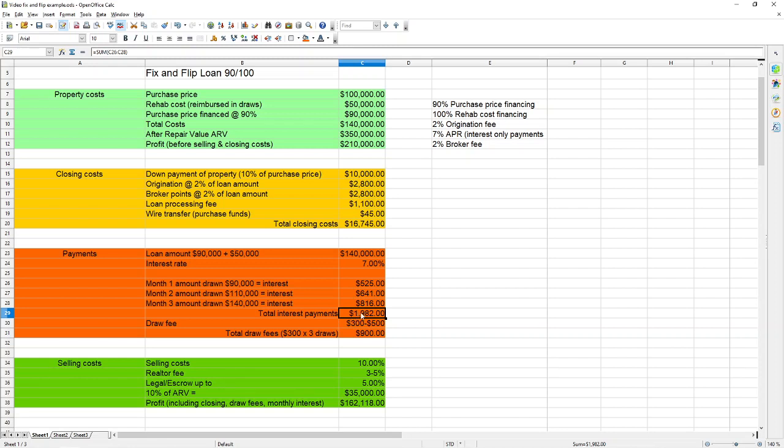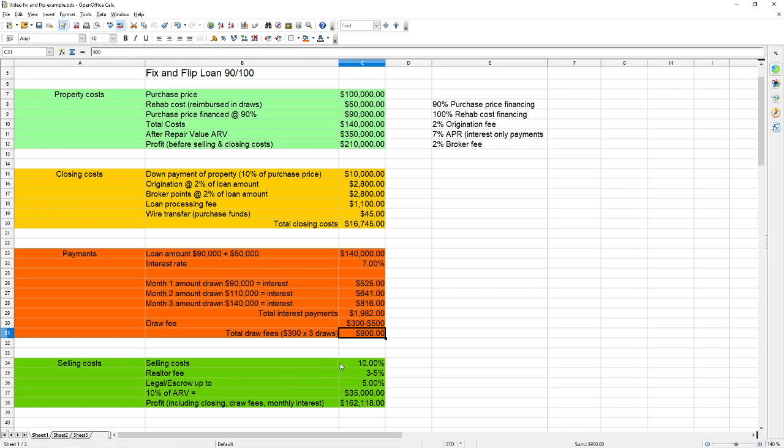At this point, this is how much interest has been paid. By the way, the average length of a fix and flip in America is 3 months. So in this case, the borrower has also made 3 draws. Draws typically cost between $300 and $500. In this case, our borrower is paying $300 per draw. They've paid a total of $900.